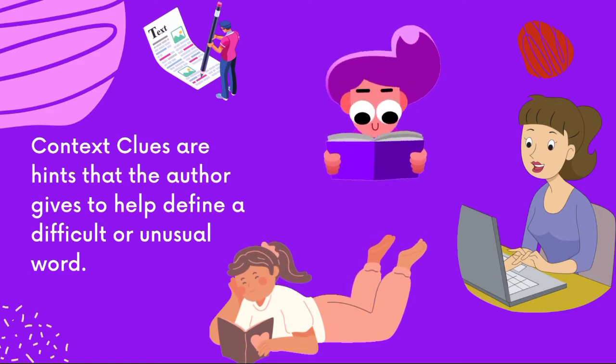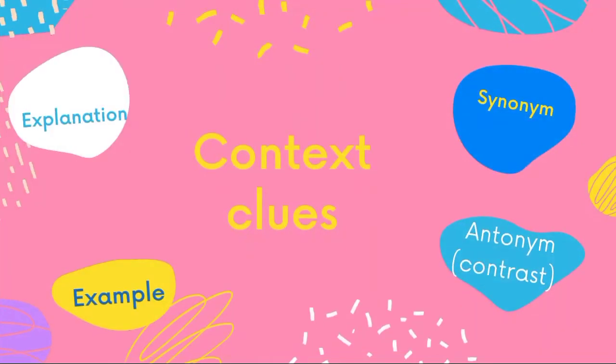Now we're looking at types of context clues. I'm going to give you 4 context clues that are quite common. They are synonym, antonym, which is also known as contrast, explanation, and example. Synonym, antonym, explanation, and example.